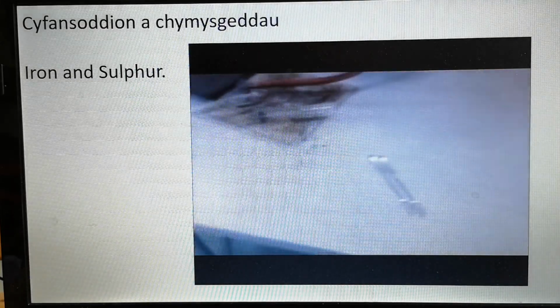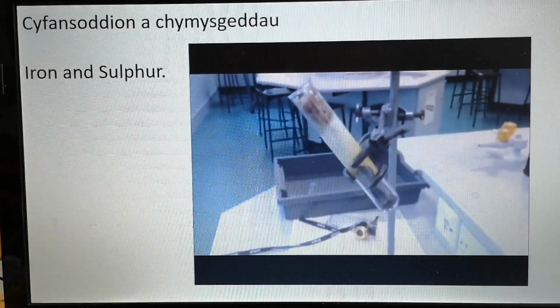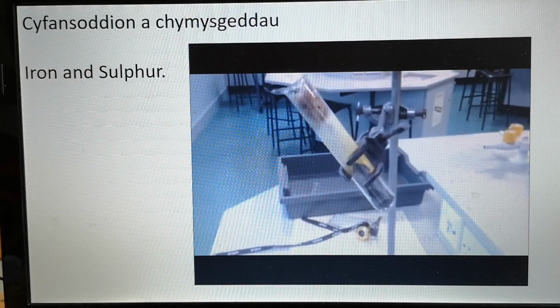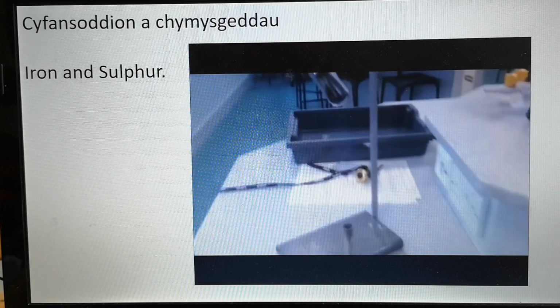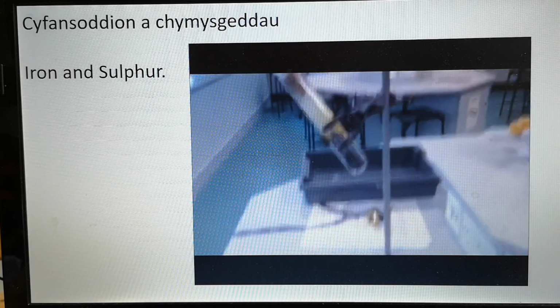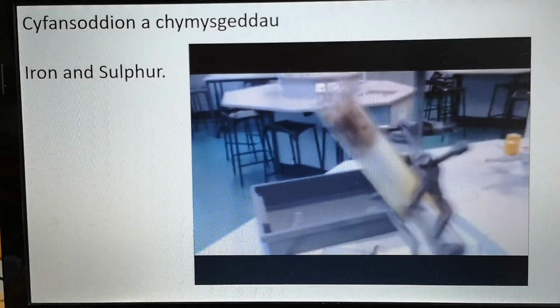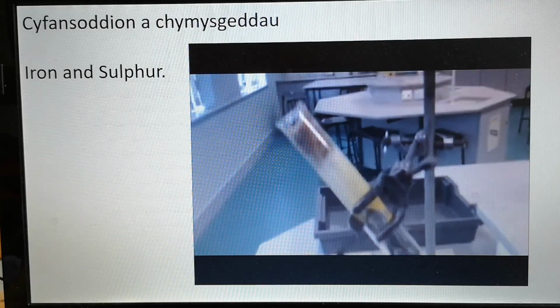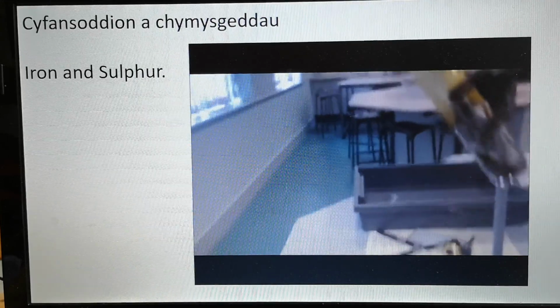Right, so that's my second experiment. Here I've got iron and sulfur in a boiling tube, and I'm heating it strongly. By heating the iron and sulfur, I'm causing a chemical reaction to happen, and that's going to make iron sulfide, and that's my compound.